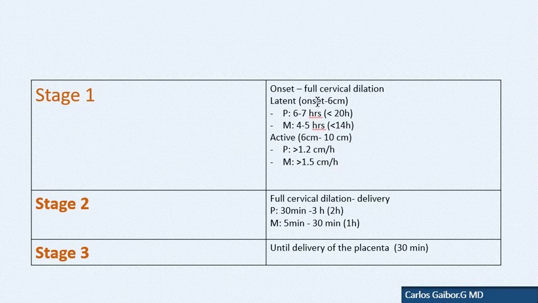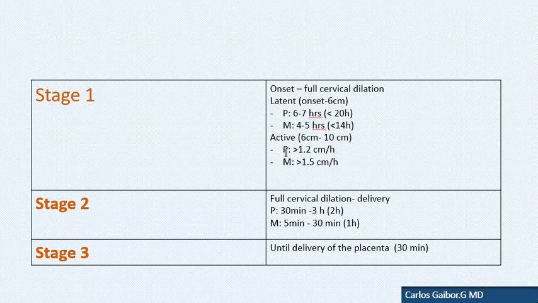What happens when the latent phase is prolonged? It's called prolonged latent phase. Basically, it is when in a primiparous woman the cervix doesn't dilate to 6 centimeters, dilating less than 6 centimeters for more than 20 hours, and in a multiparous woman for more than 14 hours. The most common cause is analgesia, and the management is essentially rest.